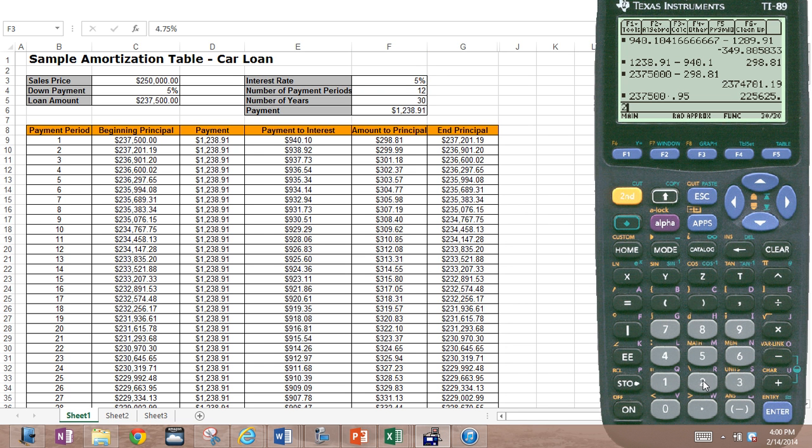So $250,000, when we take out the 5%, we multiply that by 0.95, which means we're borrowing $237,500. That is what our loan is for, our mortgage.